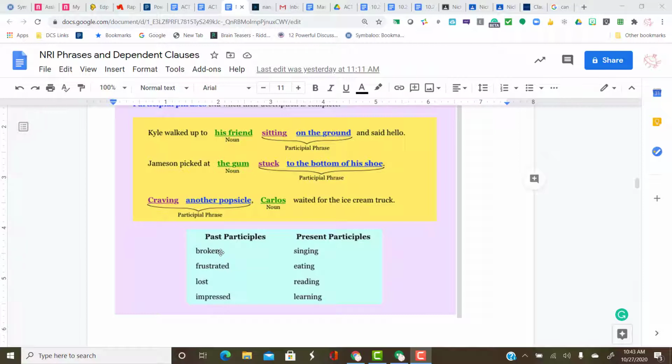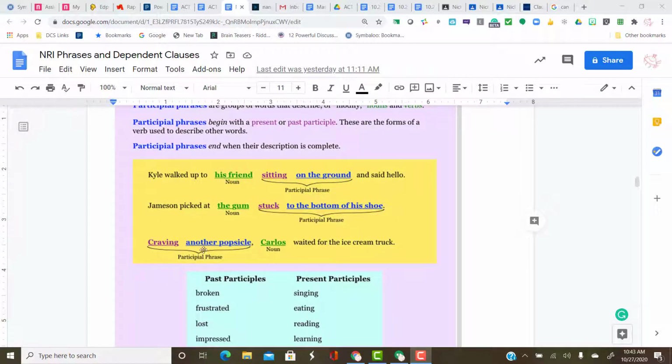So be aware that the ACT loves questions that put a participial phrase away from whatever it's describing, so it's a misplaced modifier. But these are done correctly. Jameson picked at the gum, stuck to the bottom of his shoe. That's a past participle. It's the past form of stick. Stuck to the bottom of his shoe describes the gum. Which gum? The gum stuck to the bottom of his shoe.